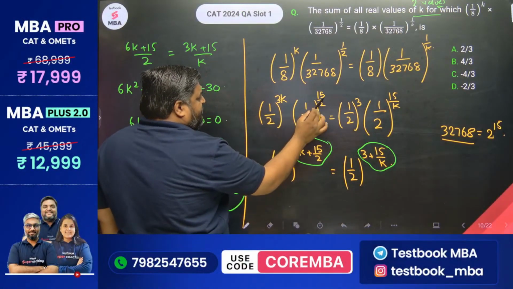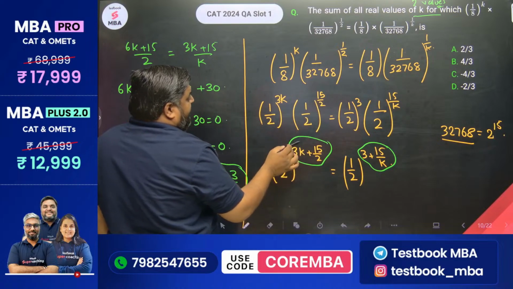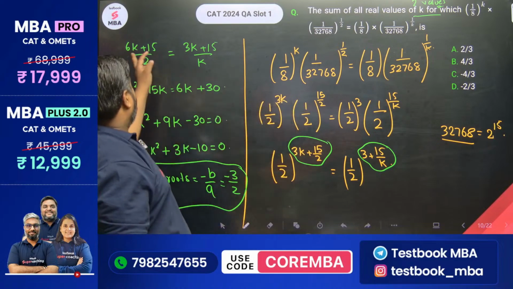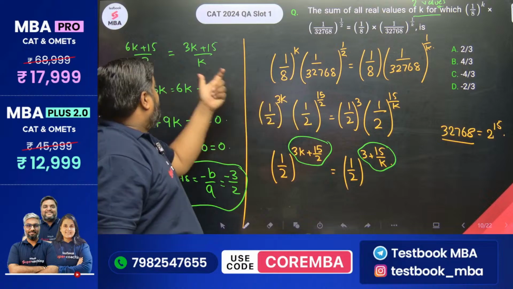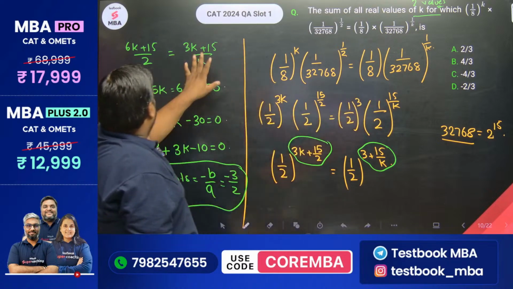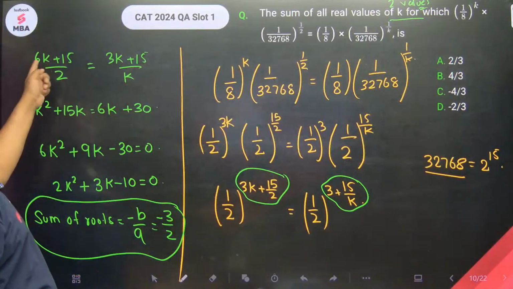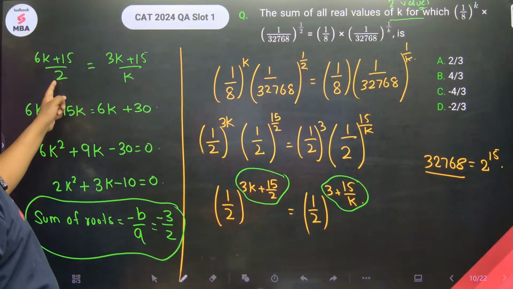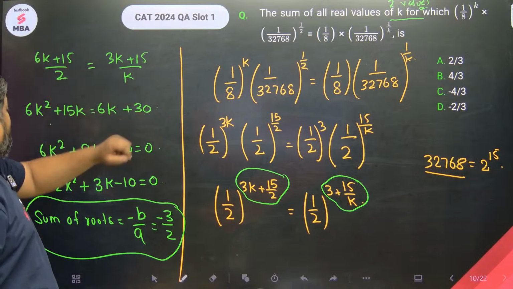Base same है, power would be added. Power add किया हमने, so that would be 6k plus 15 by 2. Very good. This is 3k plus 15 by k. Cross multiply किया, 6x square plus 15k is equal to 6k plus 30.